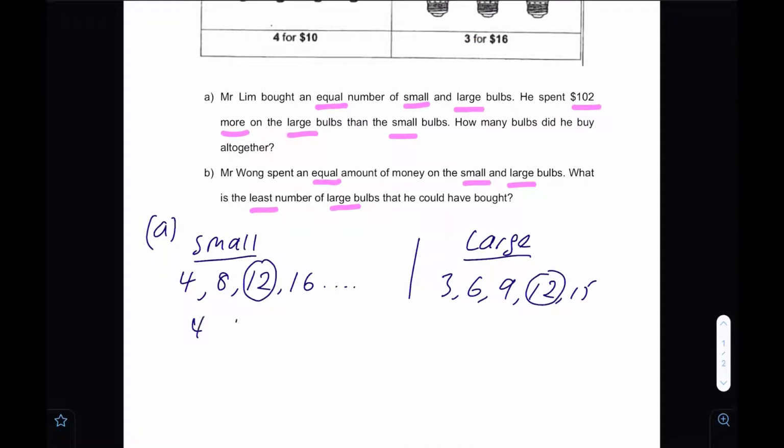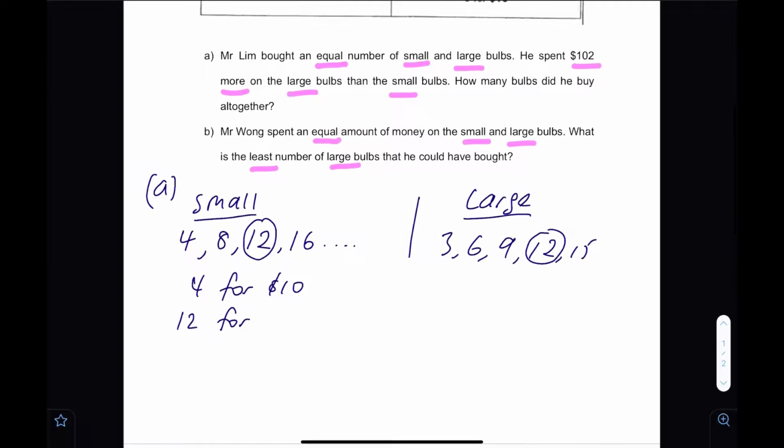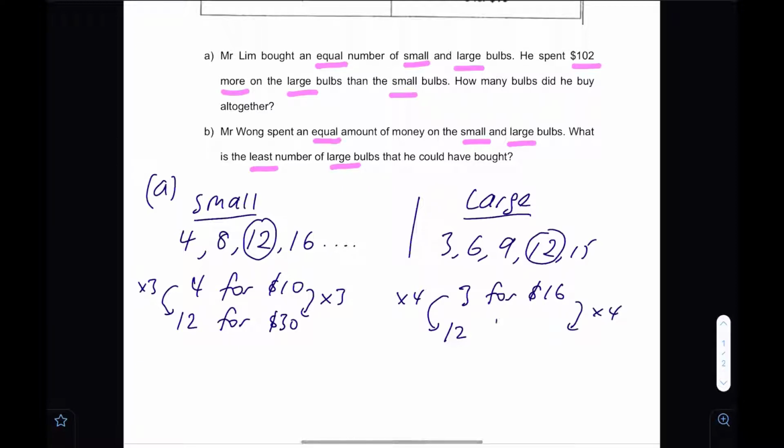So the small light bulbs, 4 is sold for $10. So if I want it to be 12, 12 is sold for? So from 4 to 12, we multiply this by 3. We do the same thing on this side. 10 times 3, we will get $30. Alright? For the large one, 3 large bulbs is sold for $16. And we want to go to 12. So 3 to 12, we multiply by 4. We do the same thing here. Now this is a problem sum, so you are able to use the calculator. So you get $64.